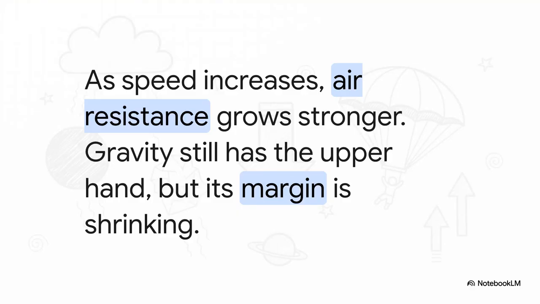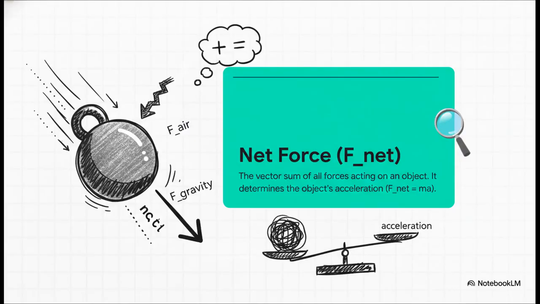But as the ball picks up speed, that force of air resistance starts to fight back harder. That upward force gets bigger and bigger. Now, gravity still has the advantage, for sure, but its lead is definitely shrinking. The two forces are getting closer and closer to being evenly matched. And this whole situation brings us to the key concept for understanding how things move, net force. You've got to remember Newton's second law, F net equals mass times acceleration. It's not just one force we care about, it's the combination, the vector sum, of all the forces that actually determines how an object accelerates.